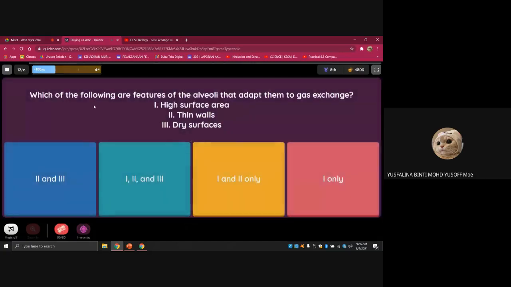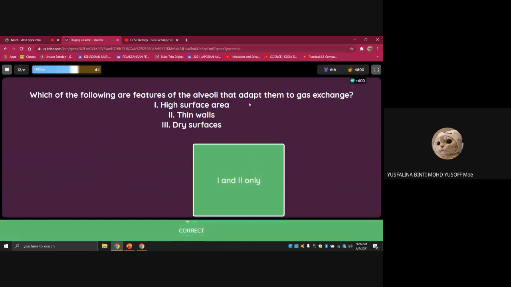Okay. Which of the following are features of the alveoli that adapt them to gas exchange? You can choose more than one answer: 1, 2, or 1, 3. Thin wall, dry surface. I said before that the alveolus has a moist surface, not dry. So the answer should be 1, 2. High surface area and also thin walls. The alveolus has a moist surface, so it's easy for the gas to diffuse inside. So number 1 and 2. Very good.